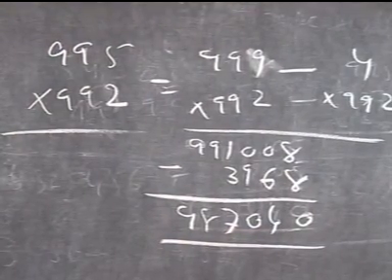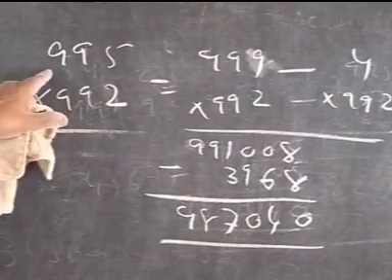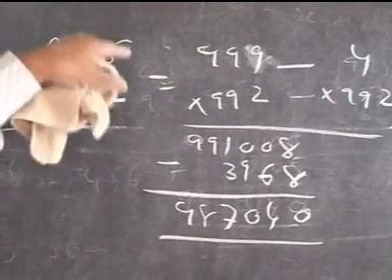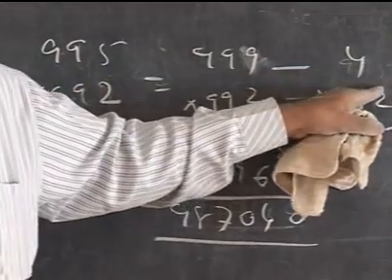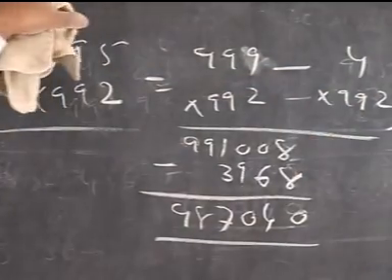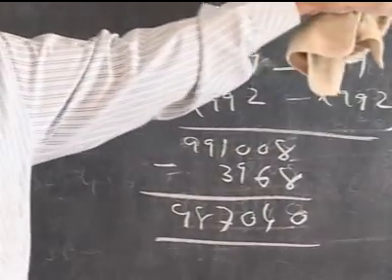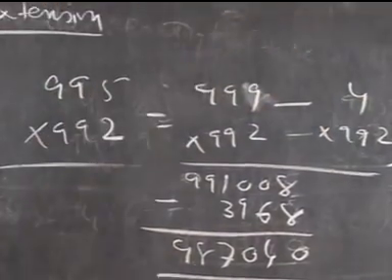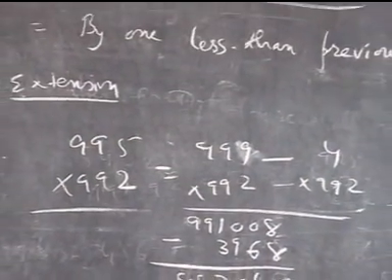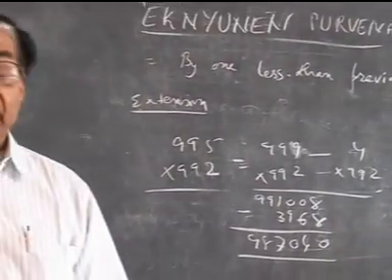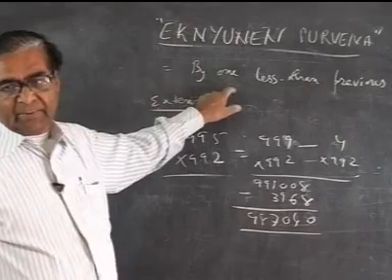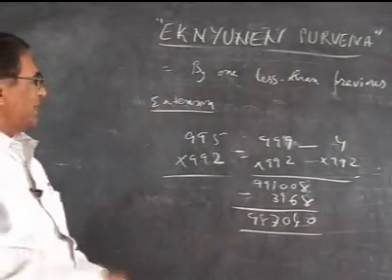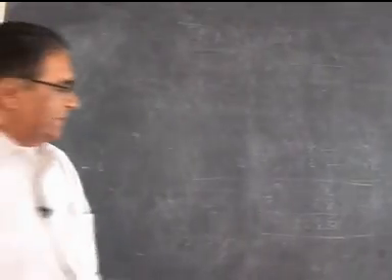So you can increase, if they are nearby to 999, you can increase 1. Whatever you increase, you have to decrease by, and the product is there. So this is the extension of Ekanyunena Purvena. So now you can understand, if you have to multiply by a number made up of 9s, the Ekanyunena Purvena method is applicable. That's all about this method. The last method, and that's it.